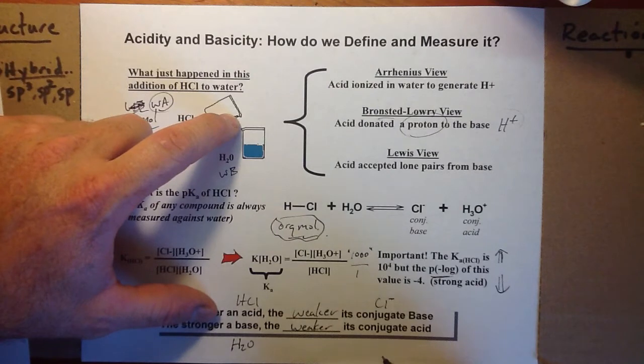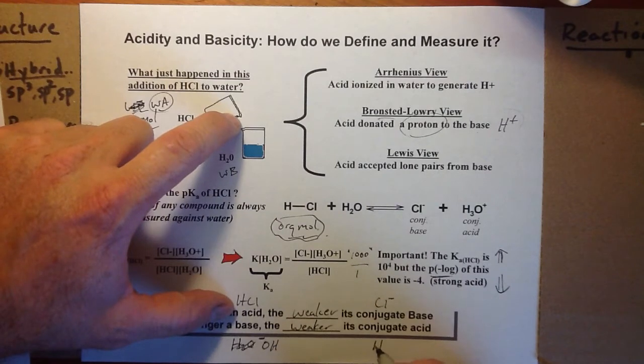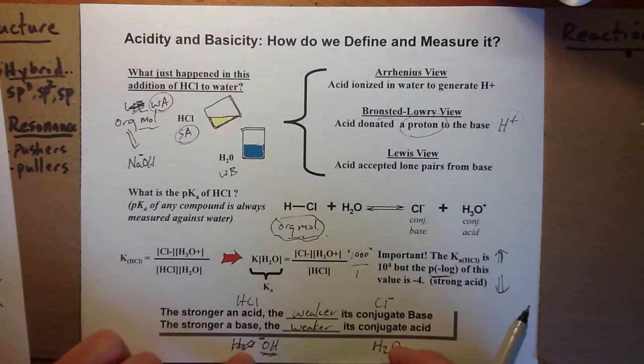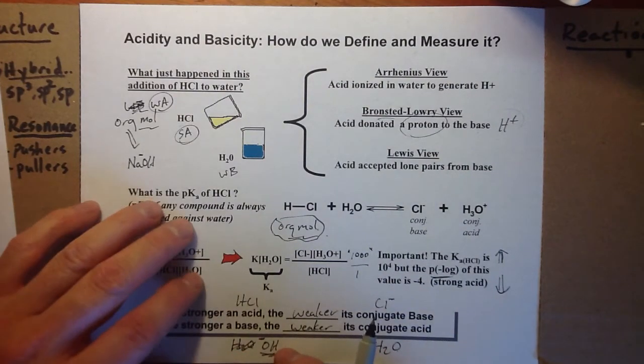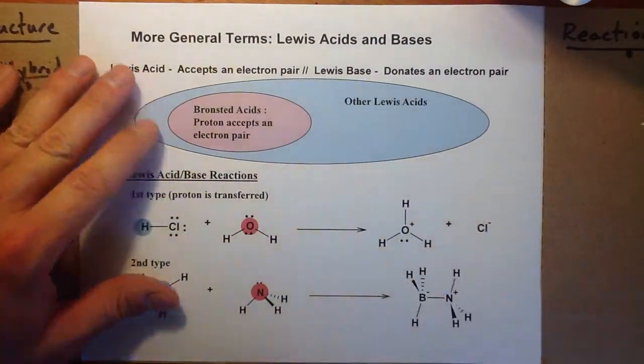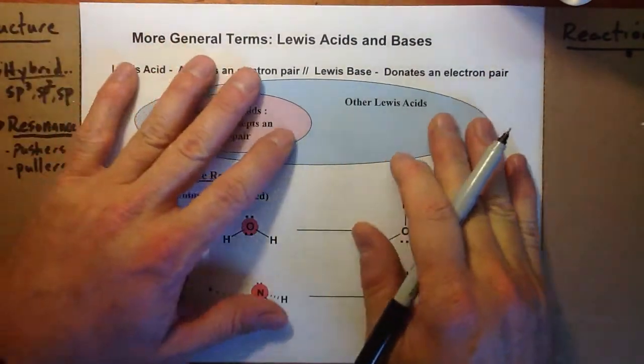H2O, sorry, let's get the base. The hydroxide is the conjugate base of water. Water is a weak acid, and its conjugate, hydroxide, is a strong base, and that's certainly the case. Just one more thing to cover before we move into a qualitative understanding of acidity.